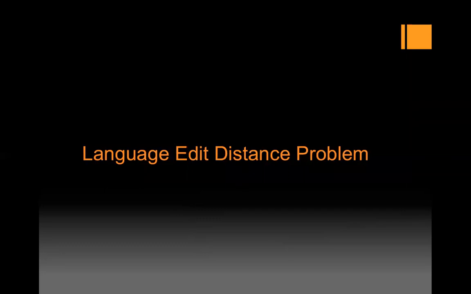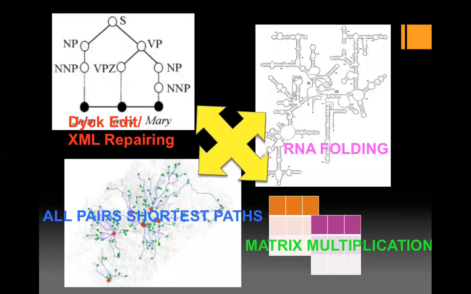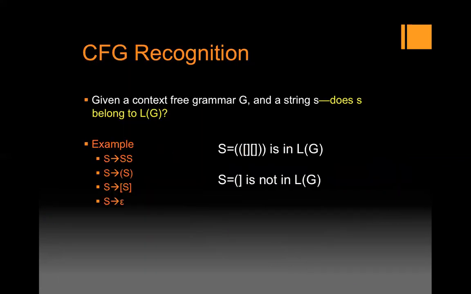Okay, if everything is good, let me just describe what this language edit distance problem is, because I'm bringing in another new problem, and I have already talked about many different example problems so far. Let me tell you that this is a very generic problem that is very interconnected to the problems that I have described, like RNA folding, APSP, even edit distance, and so on. Okay, so what is language edit distance?